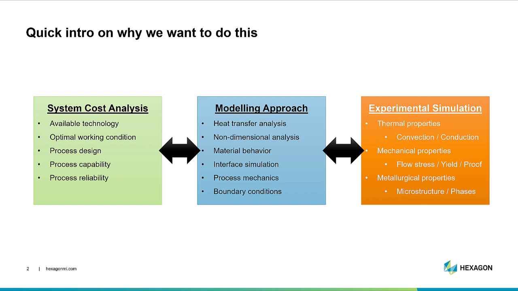Most of the time, when we run a simulation, we want to also include some experimental results, for example, on what kind of input data we're going to use for the simulation, because that's going to be our correlation back in the real world. So we have thermal properties, mechanical properties. Sometimes we want to include also metallurgical properties.